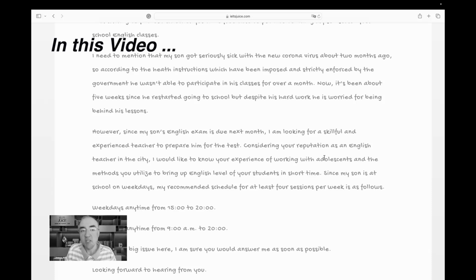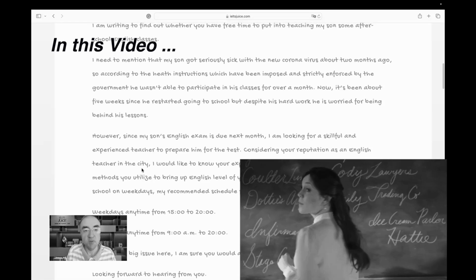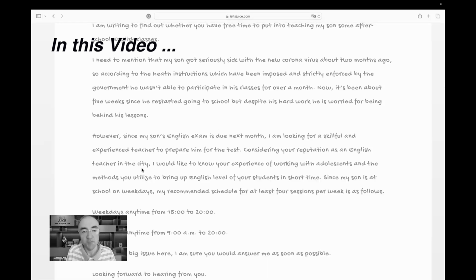Considering your reputation as an English teacher in the city, wow, Ms. Smith has quite a reputation. I would like to know your experience of working with adolescents.